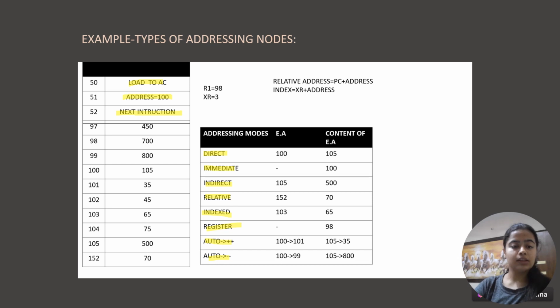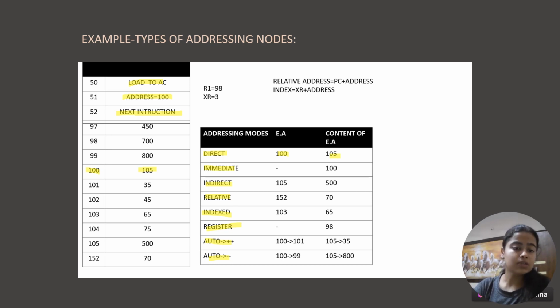Direct is nothing but going directly to the address wherein the operand is being passed. If we have 100, can you see this is the address, that is 100. At 100, what is being stored as an operand value is 105. So here we have the content of the addressing mode as 105.